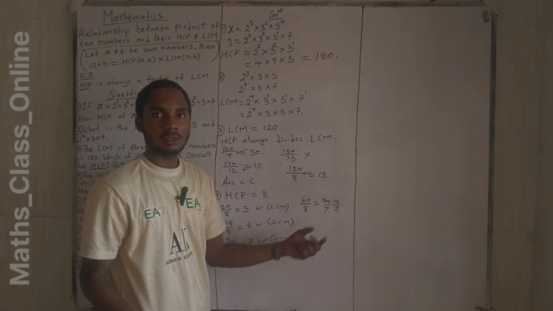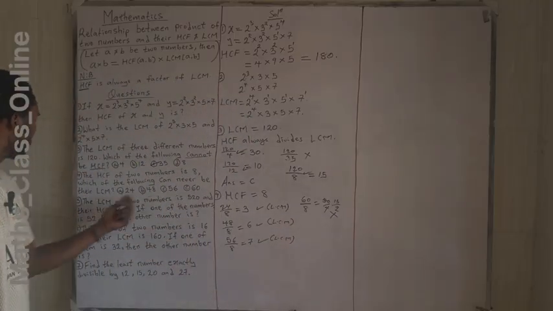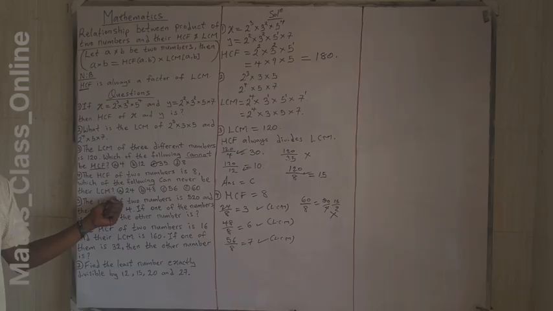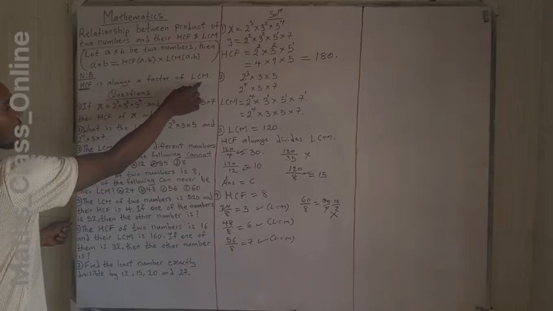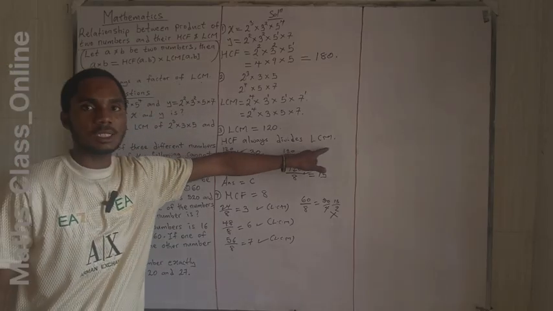Can 2 divide 15? No. That means that 60 can never be the least common multiple. Because if 8 is the highest common factor, and highest common factor is always a factor of LCM, that means highest common factor always divides LCM.